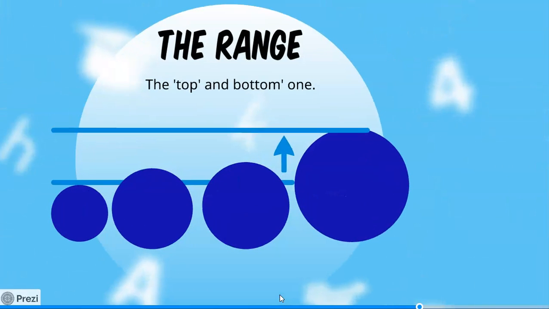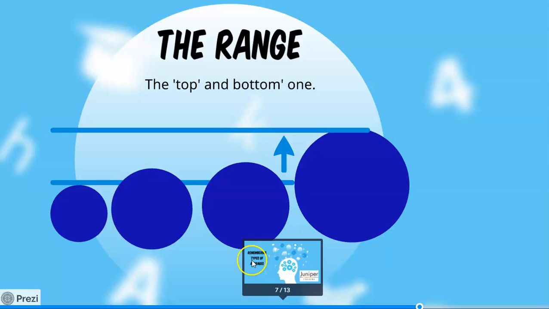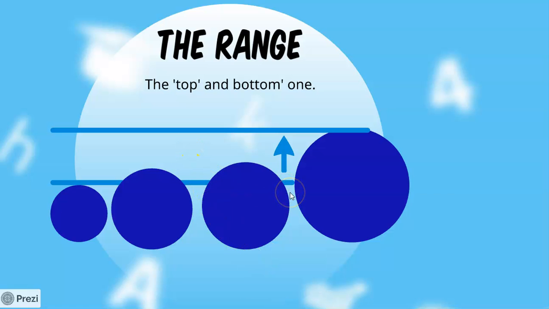Finally, we look at the range. The range is the top and bottom one. You arrange them, you take the highest one, the lowest one, and it's the difference between those two numbers. That's what we're looking for, is this amount here. And that's how we can remember that one.